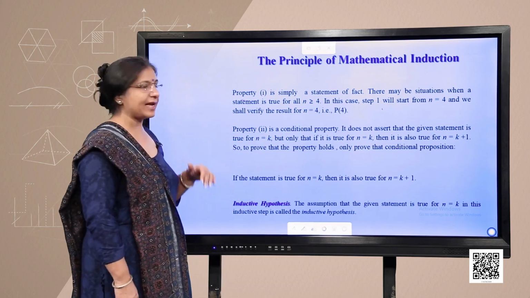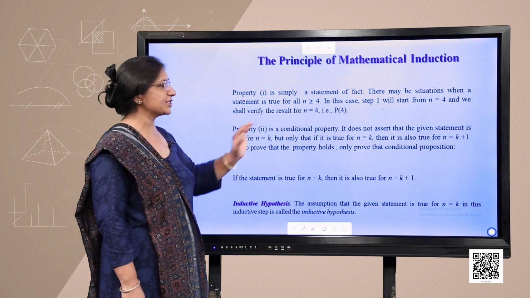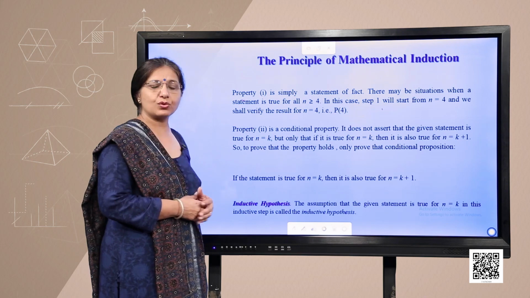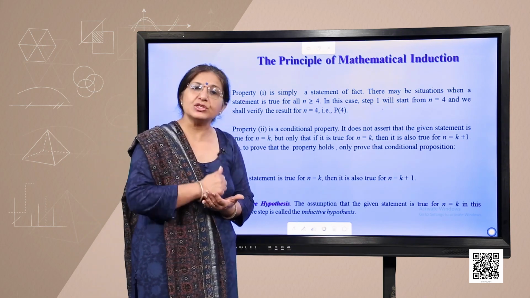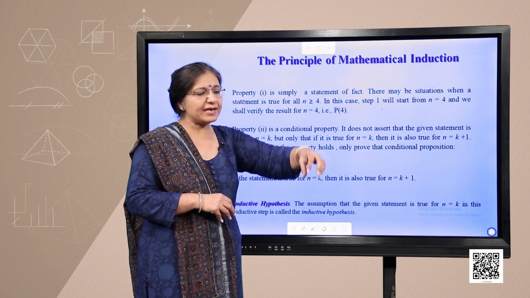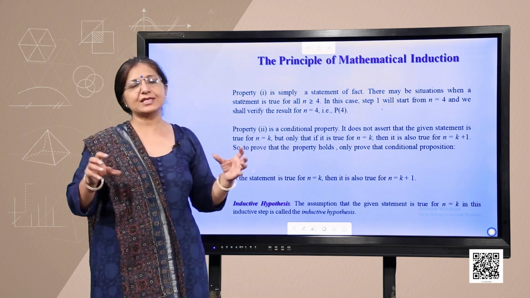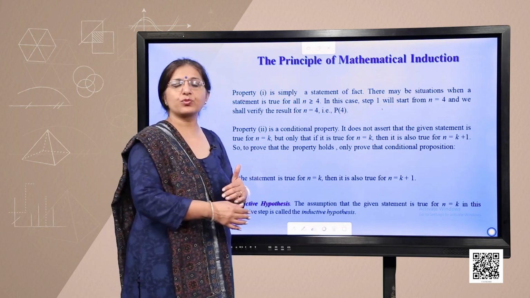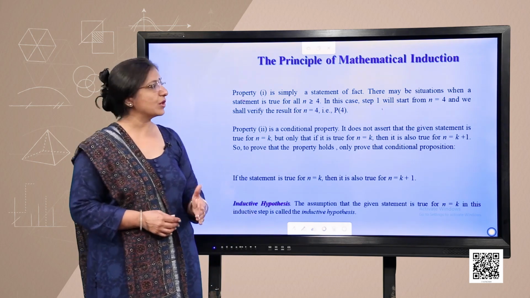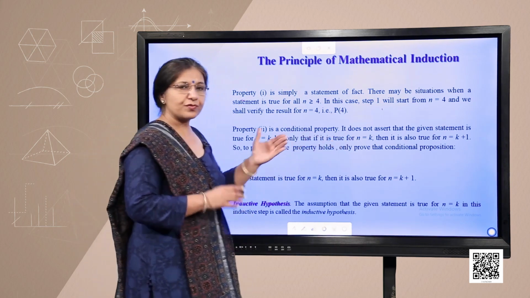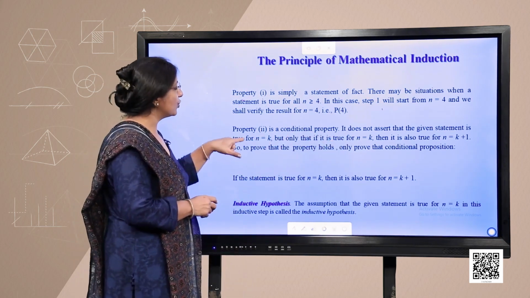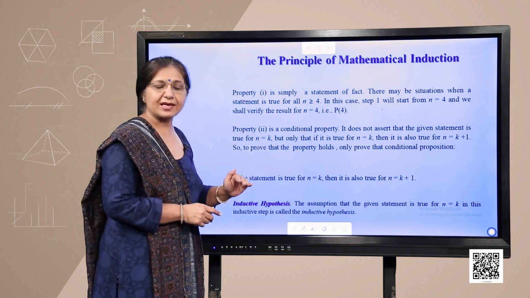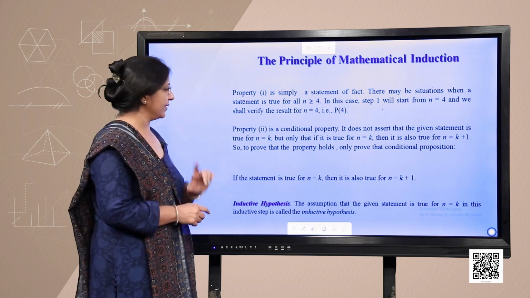Now, the second property, that was our inductive property, it is a conditional property. It does not assert that the given statement is true for n is equal to k, because here we assume that. Here we assume that if at any random number taken from that series the formula is true for k, then only we move further to prove that it is true for n is equal to k plus 1. So, you need to take care that we assume it for n is equal to k. The word assume is important here.